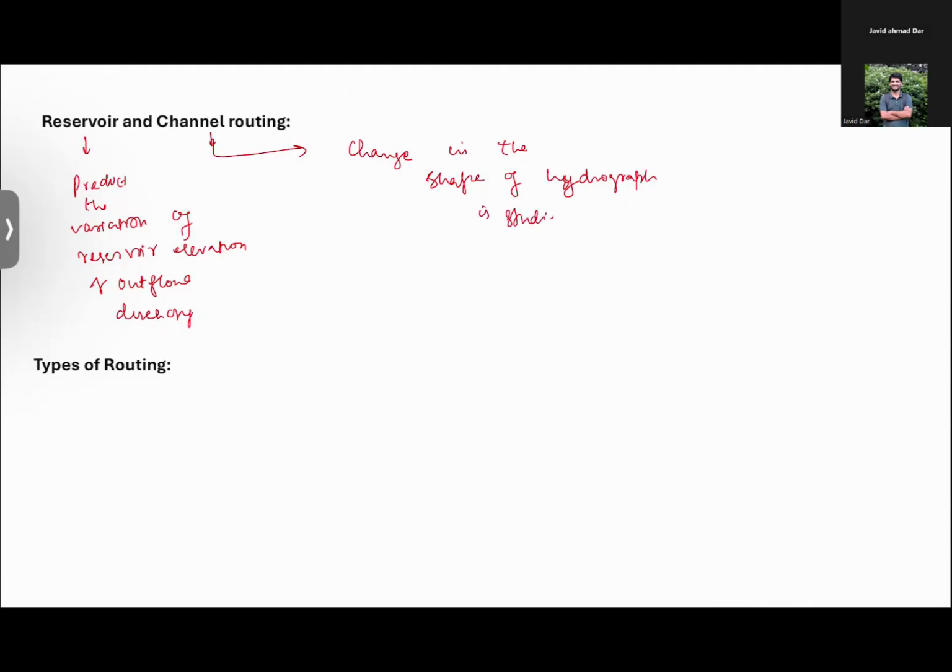This has already been covered in the video lectures, but I am trying to give you a quick recap so that we can start with the problems. Similarly, when it comes to the type of routing based on the method which you use, we have two types of routing. One is called hydrological routing, and the second one is called hydraulic routing.